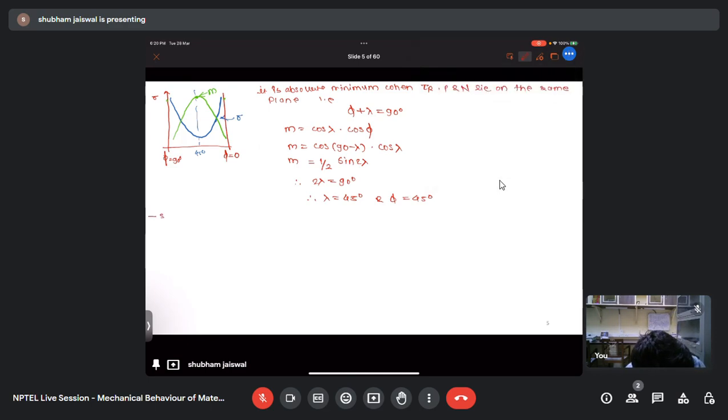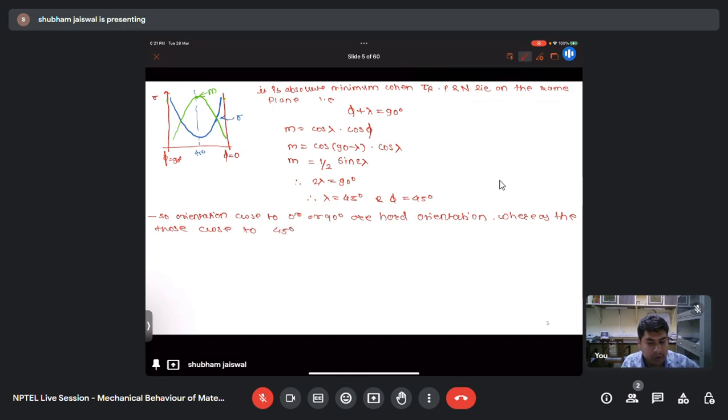So, orientations close to 0 degree or 90 degree are hard orientations, whereas those close to 45 degree are soft orientations, as low stress is required for yielding.